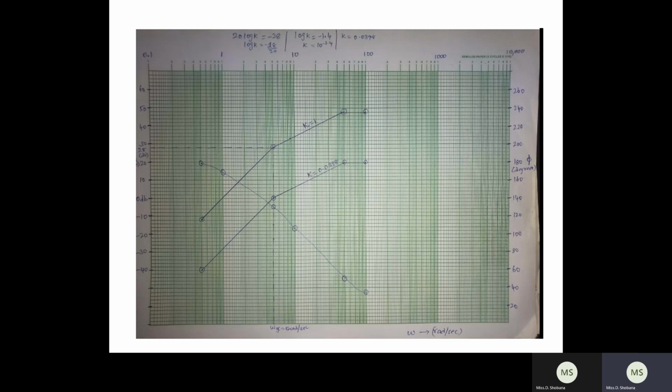So then you can determine your k value. So 20 log k is equal to minus 28. Log k is equal to minus 28 divided by 20. k is equal to 10 to the power of minus 28 divided by 20. Okay, so you'll be getting a k value equal to 0.0398. Okay, so for this k value, again you have to draw the magnitude plot.